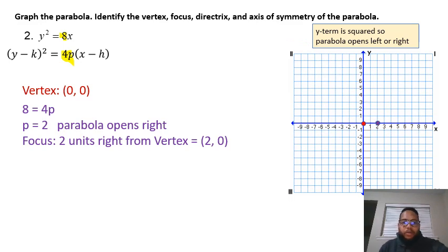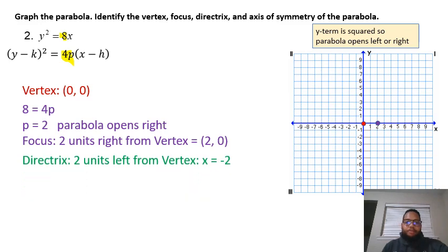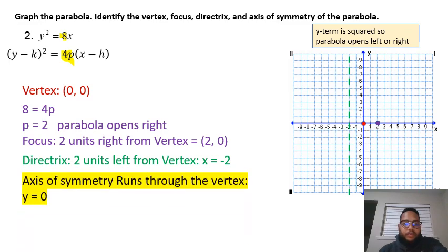So that's in purple. Next, we have the directrix, which is going to be 2 units the other way. So the directrix is going to be x equals negative 2. Now remember, if we're opening left or right, that means that our directrix is going to be vertical. So we have our vertical line at x equals negative 2. And vertical lines are x equals.